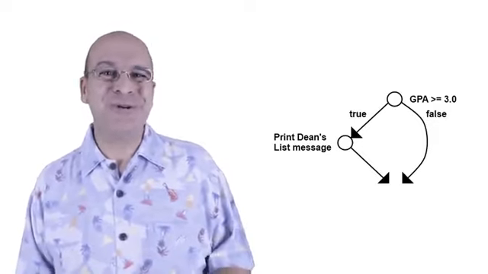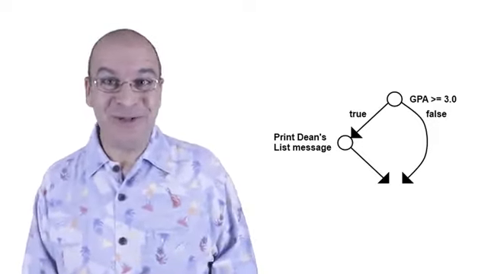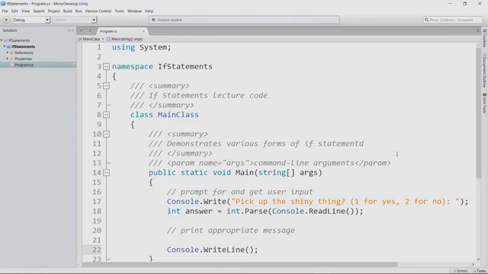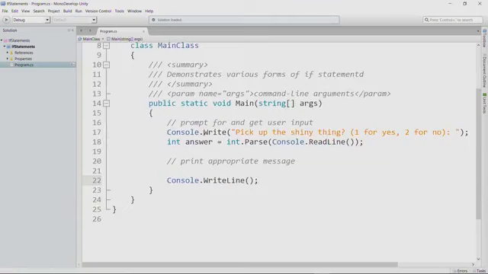Okay, let's go start implementing if statements in MonoDevelop. This is the code we'll start with for this lecture. I've done some commenting with our typical console app template, and I've added some code that prompts for and gets user input. This asks whether the user wants to pick up a shiny thing, 1 for yes, 2 for no, and then it puts the result into this variable called answer, using the standard int.Parse of the string we read from the keyboard, like we've done before.